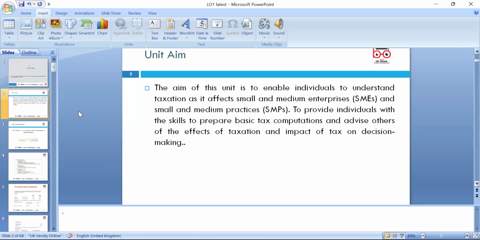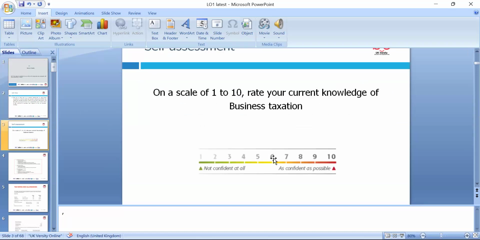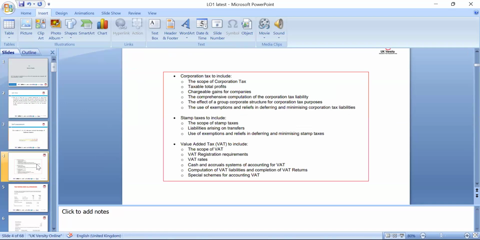Please, if you have any question, carry on asking. On a scale of 1 to 10, it is always good to reflect on how much you already know about tax or business taxation. Of course, we'll go through the corporation tax, the VAT, the registration requirement, chargeable profit, and all will be in our discussion.